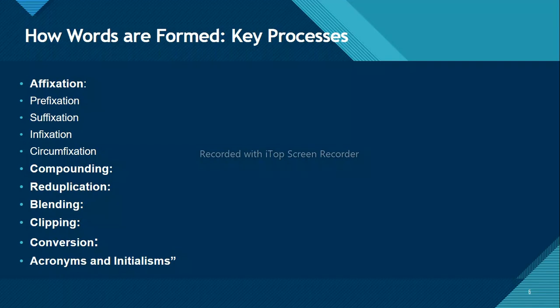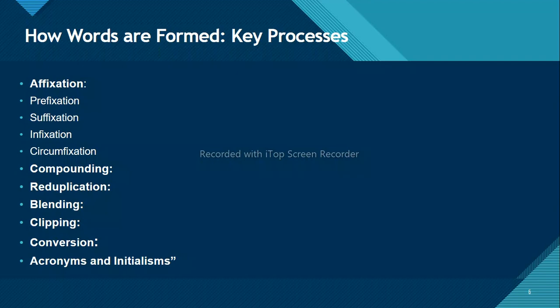Conversion. Conversion, also known as zero derivation, is the process of changing the grammatical category of a word without altering its form. Examples: the noun book becomes the verb to book, as in to book a flight, and the adjective clean becomes the verb to clean.